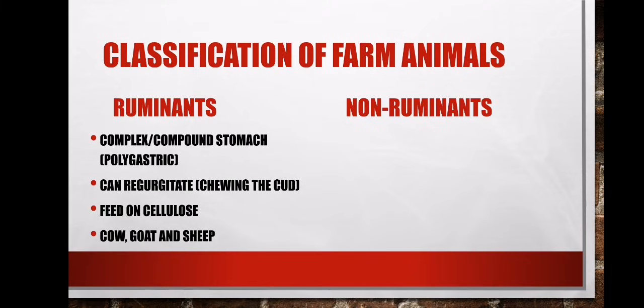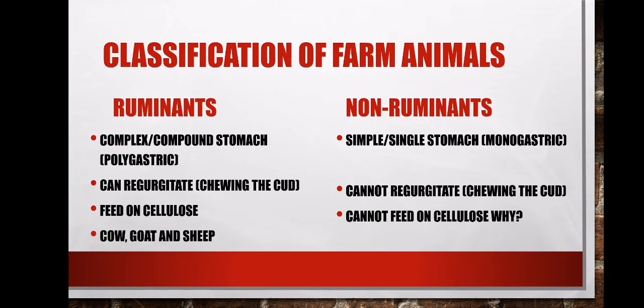Let us try to understand it. Ruminant, we say they have a complex stomach. Non-ruminant, simple stomach. Ruminant, we say they can regurgitate. Non-ruminants, they cannot regurgitate. Ruminants, they can feed on cellulose. Non-ruminants, they cannot feed on cellulose. I will make sure that I go deeper and check why the non-ruminant cannot feed on cellulose. Then you must master the examples again, cow, goat, and sheep. Okay, fine. This is what we say. Simple, single stomach, or else monogastric. Cannot regurgitate, cannot feed on cellulose.